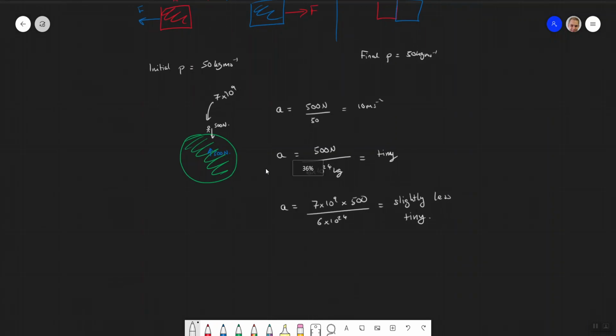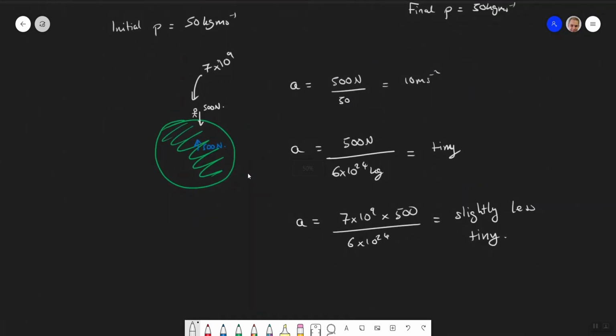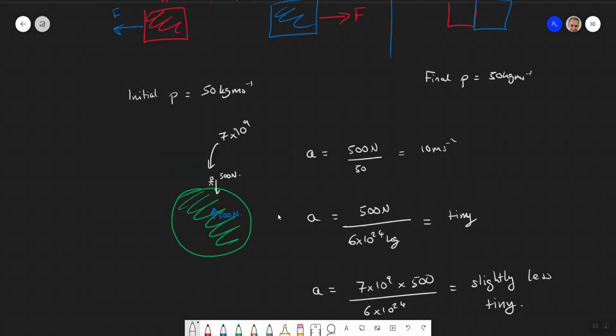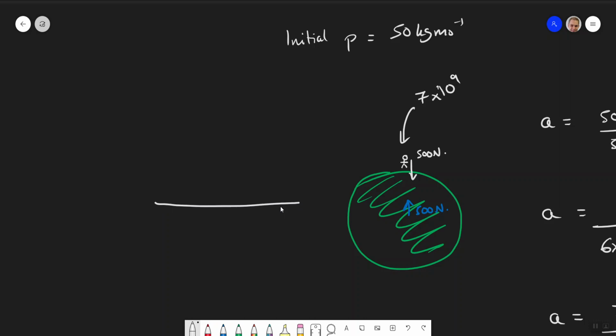So this is the thing of Newton's third law, and people often get a bit bemused because normally people tend to mistake it for what we call the reaction force.